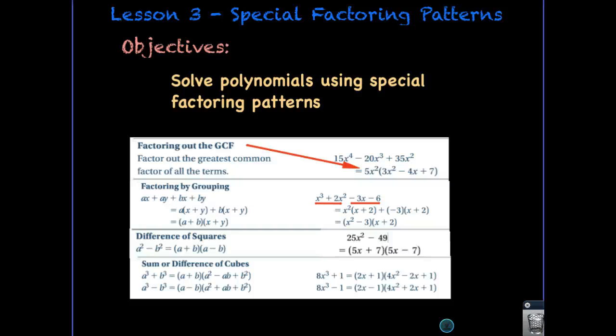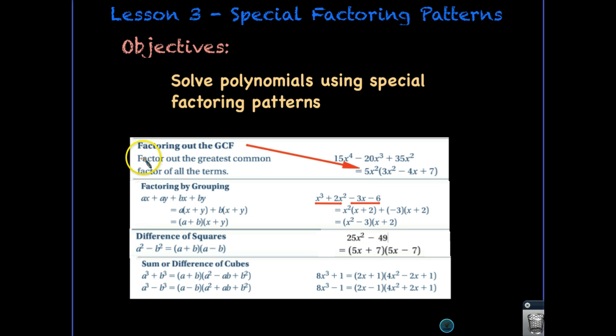Hello and welcome to Lesson 3, Special Factoring Patterns. Today we are going to continue to solve polynomials, but we're going to solve them using special factoring patterns that you already know, and then we're going to introduce a new one, sum or difference of cubes, and you can add that to your list.